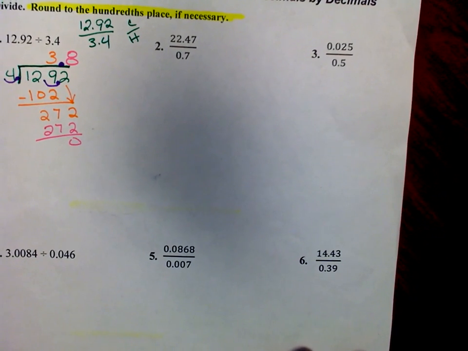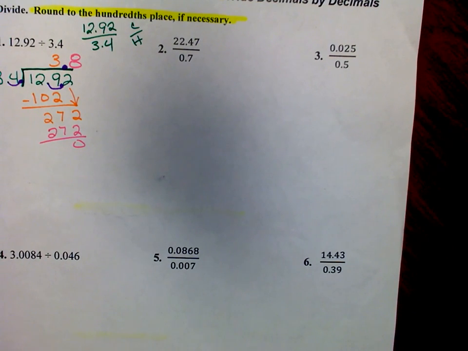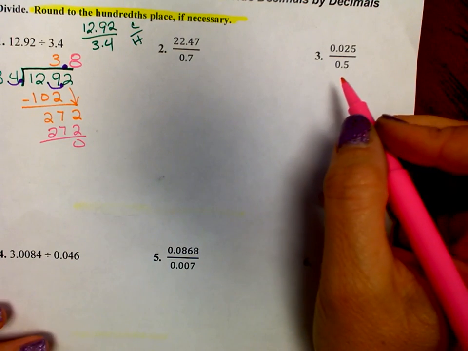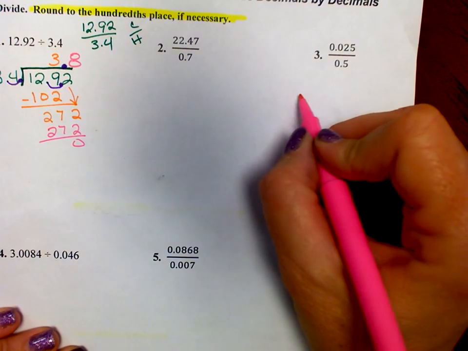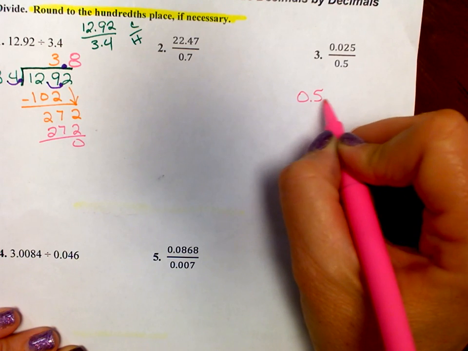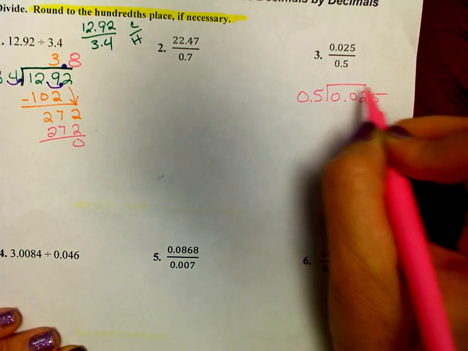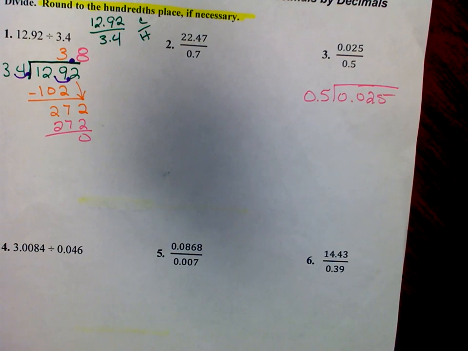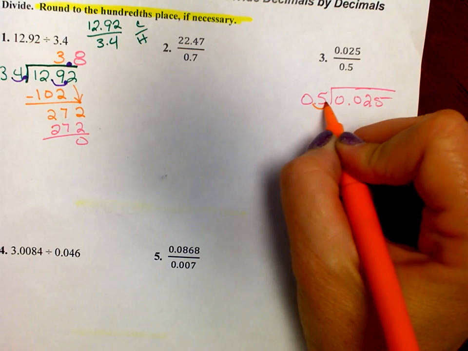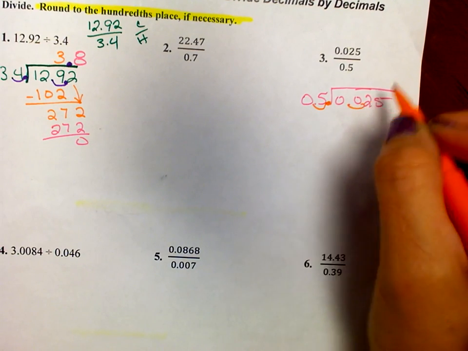Let's look at 3. You can do 2. I'm going to work on 3 for you. So 0.5 into 0.025. Our first thing to do is move our decimal. Move your decimal over 1. Move your decimal over 1.